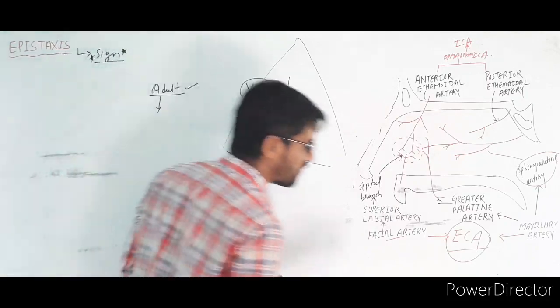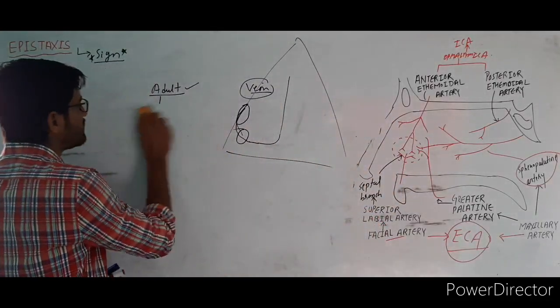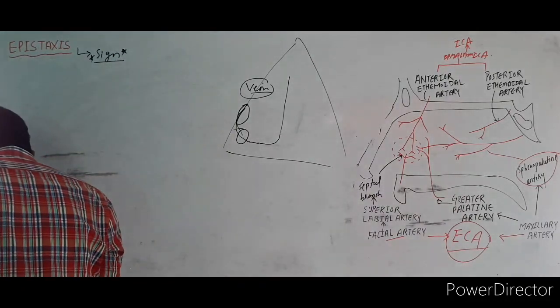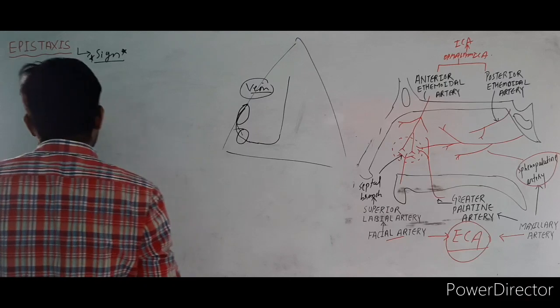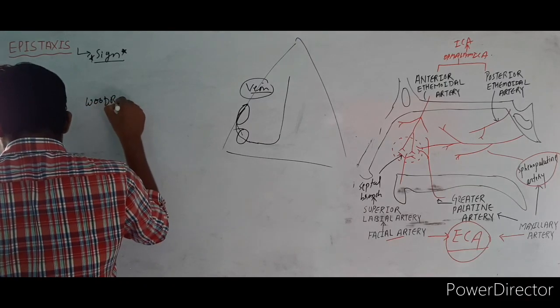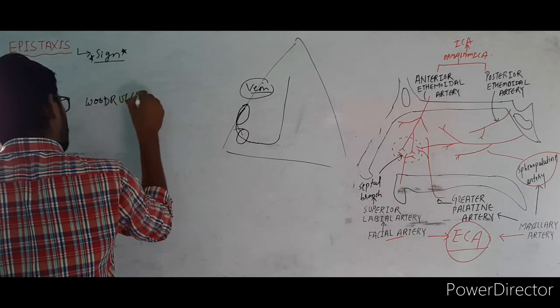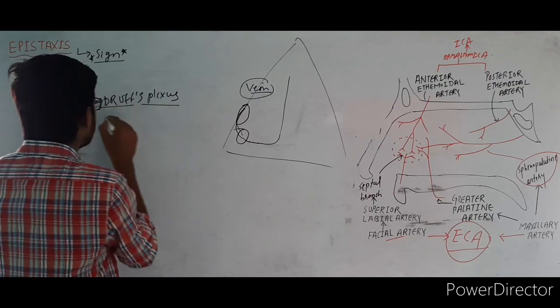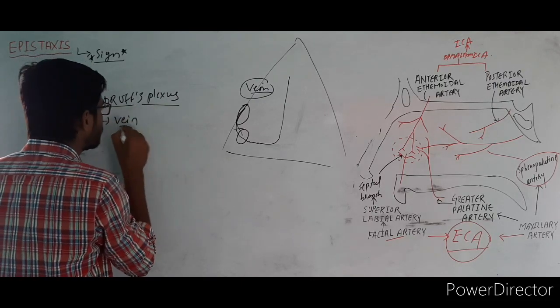The first thing is Little's area or Kiesselbach's plexus. The other thing is called Woodruff's plexus. Woodruff's plexus, what is this? This is the plexus of veins.